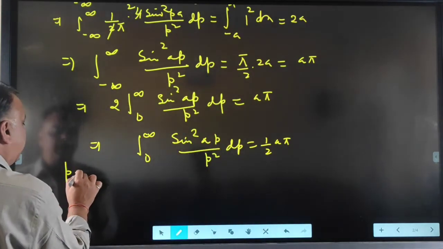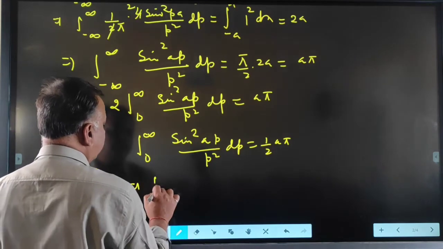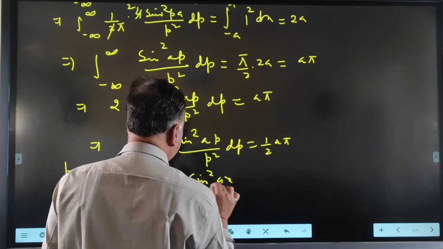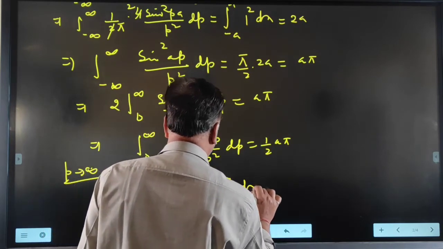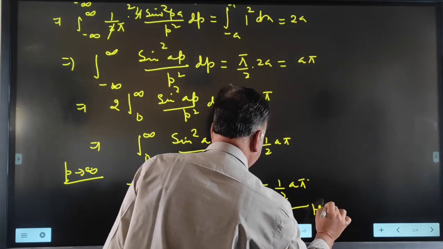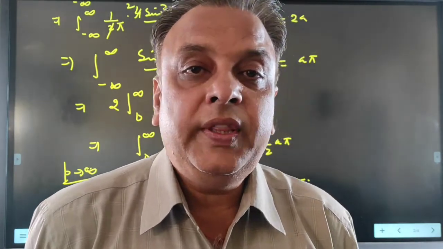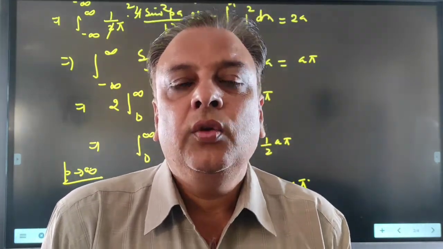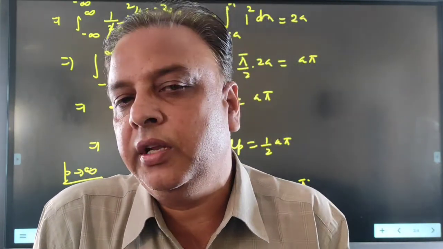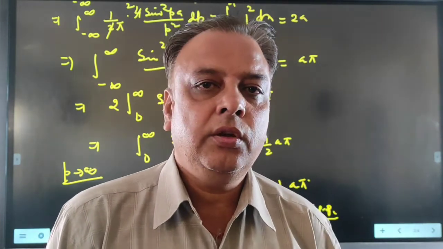Now if we replace p by x, then we get the integral from 0 to infinity of sine square ax upon x square dx is equal to pi by 2a, which is the required result of the given problem. So with the help of Parseval's identity, we can get the values of some important integrals, in some cases more simply than the traditional methods. Thank you very much.